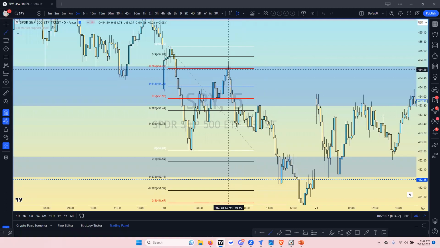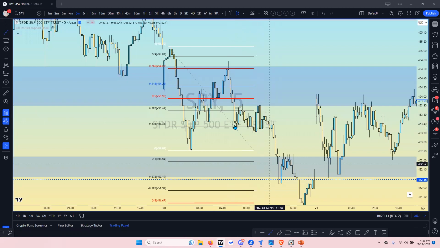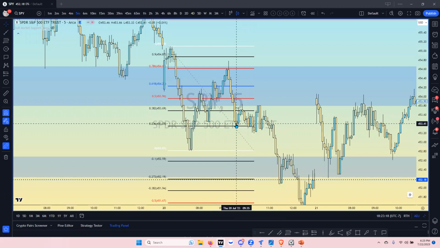Right here, the 0.786, if you were able to get in there, or this bear flag right here between the 0.382 and the 0.236, right? And then bam, the rest of the day, we're just gone. That was a fun day.